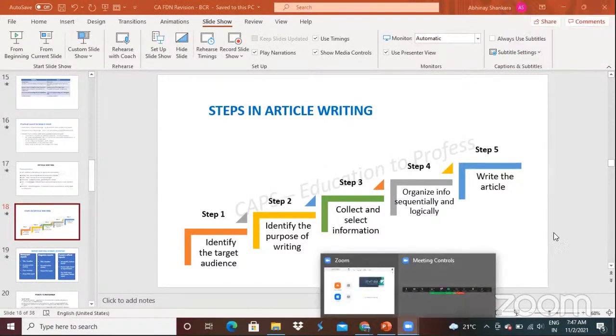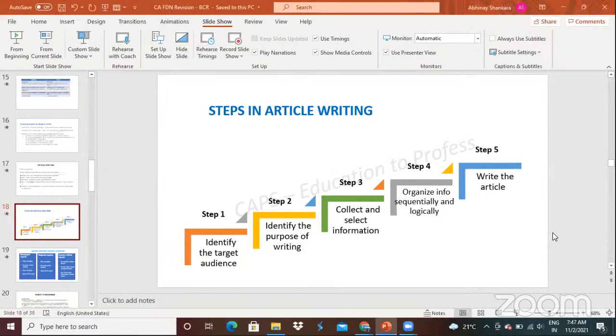Step 1, identify the target audience. Step 2, identify the purpose of writing. Step 3, collect and select information. Step 4, organize information sequentially and logically. Step 5, write the article.